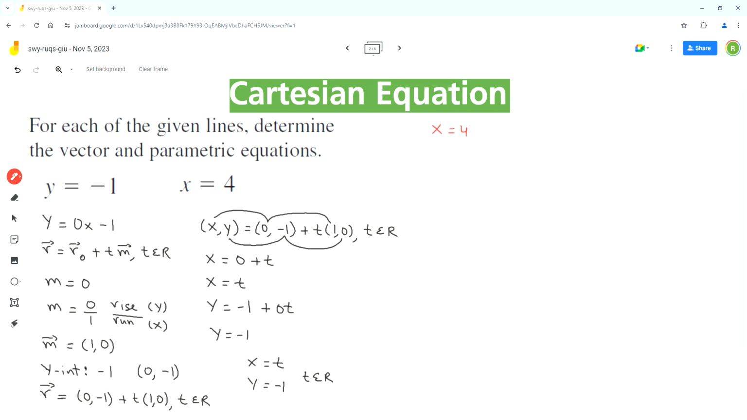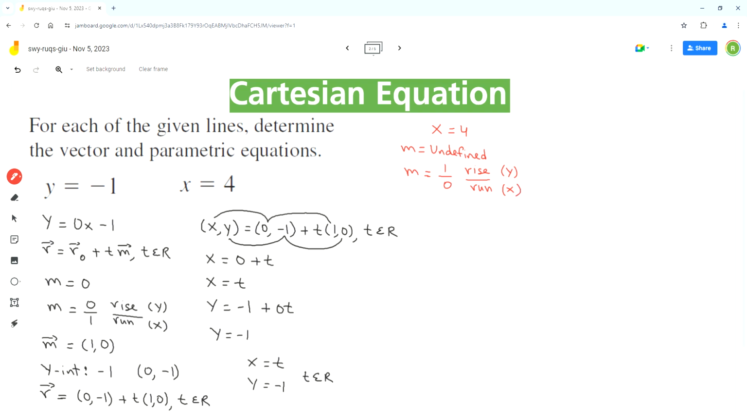X equals 4 is a vertical line on which all points have x coordinate equal to 4. The slope of a vertical line is undefined. Which can also be written as 1 over 0. The formula for slope is rise over run, and rise is in the y direction, run is in the x direction.